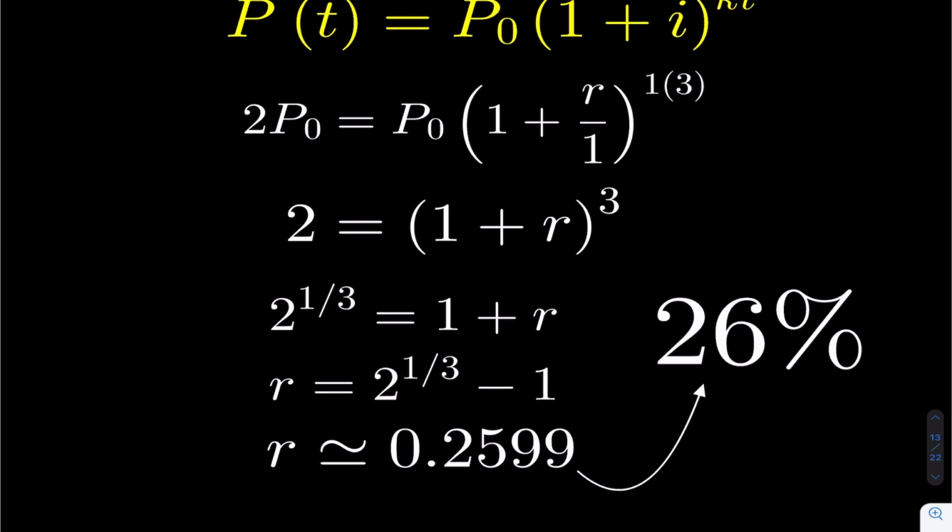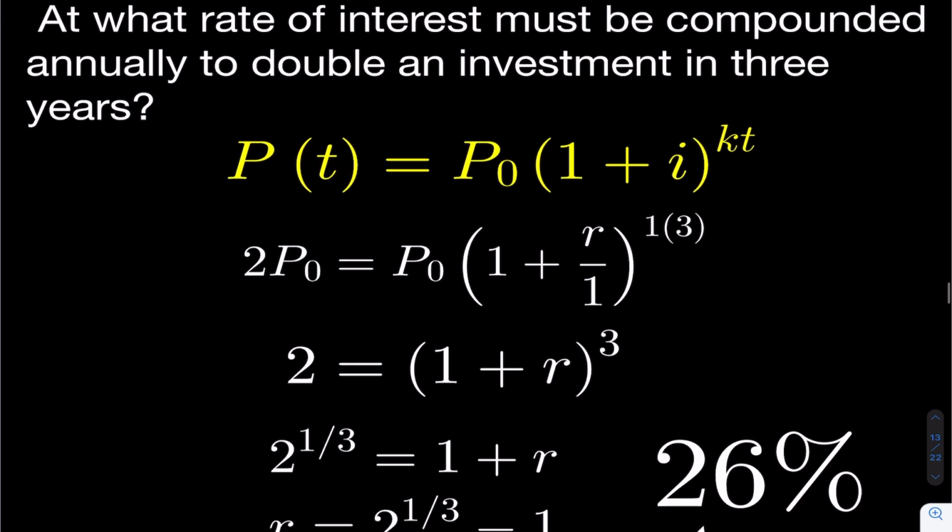And so that gives us an answer of approximately 26%. So therefore, to double your investment in 3 years, you would need to be offered an annualized interest rate of 26% compounded continuously. So you would need a 26% annualized interest rate in order to double your investment in 3 years.